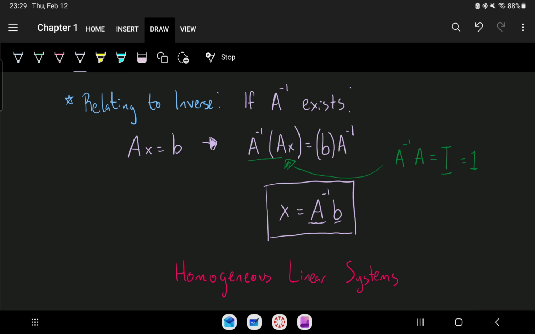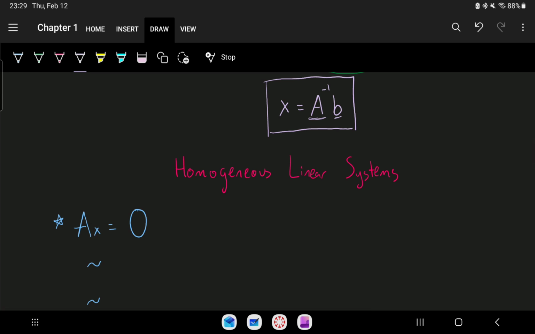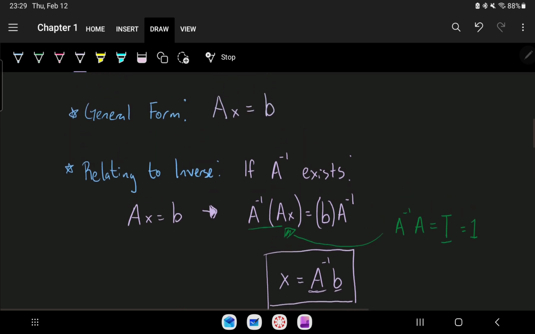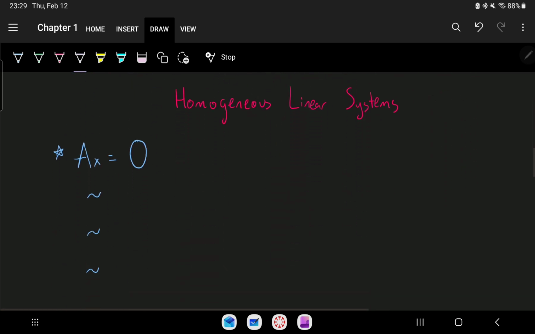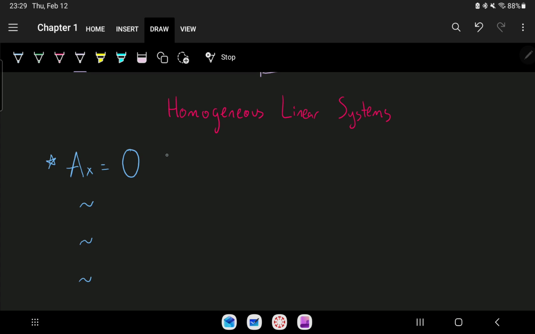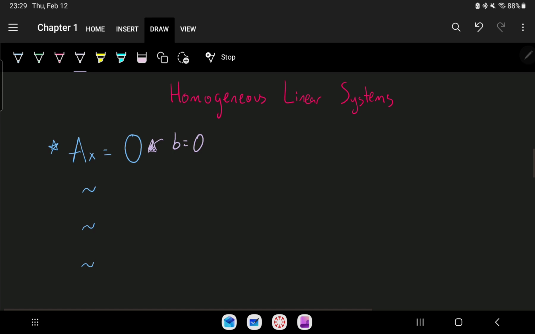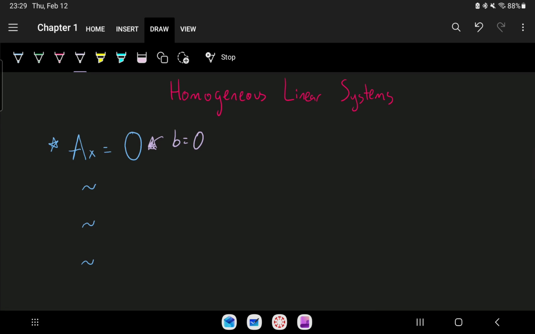Before we get into examples, though, I do want to look at something called a homogeneous linear system. Systems like this are the same form of AX equals B, but in this case, B equals 0. That's pretty much all this is saying. This might seem trivial, but it is worth noting a couple of interesting aspects of this. The first thing is that since AX equals 0, these are always consistent.